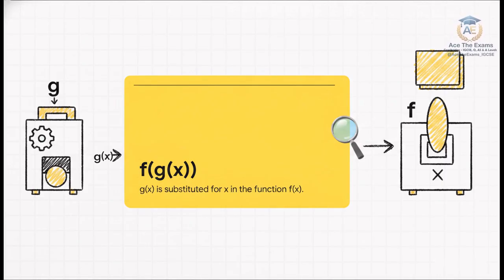So what does that actually mean for you in the exam? In simple terms, the completely finished output of your first machine, which is the inside g machine, becomes the raw material for your next machine, the outside f machine. You don't multiply them, you don't add them. You literally take the entirety of that g of x expression, swallow it whole, and plug it directly into the empty x space of the f of x equation. It's a substitution game. The output of one is the input of the other.